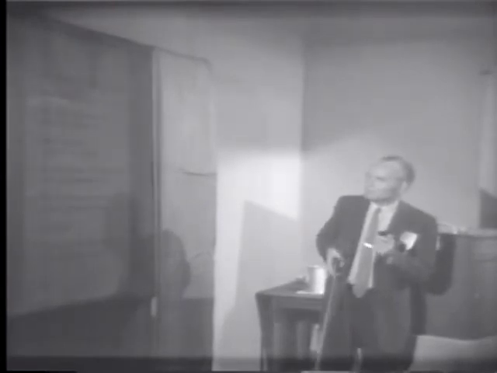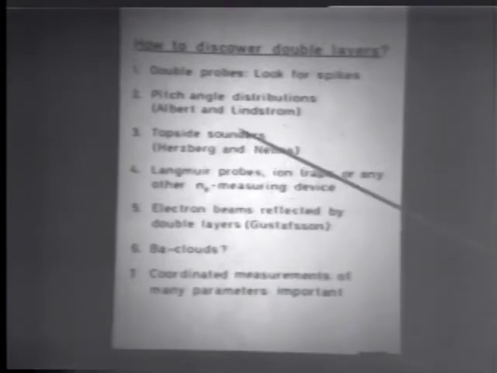Well, I had some comments on how to discover double layers too. This is the last slide. If you make double probe measurements of electric fields in the ionosphere, you should look for spikes, because when the rocket goes through a double layer, which is very thin, you only see the strong electric field for a short time, and you should not discard these spikes.